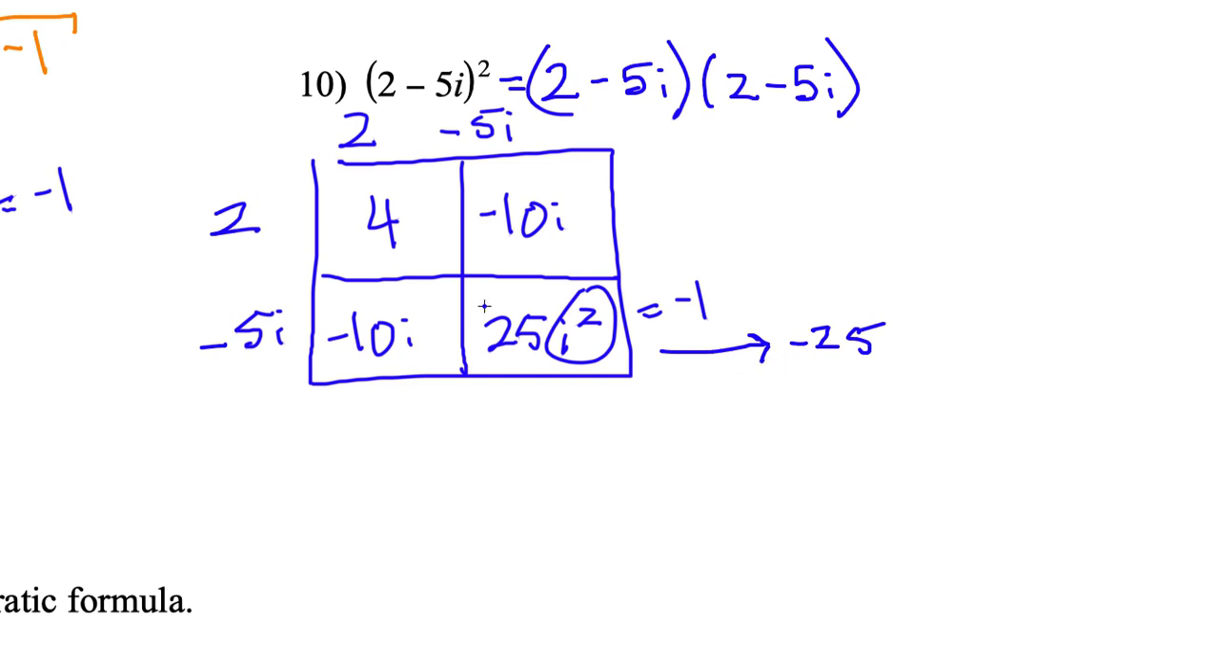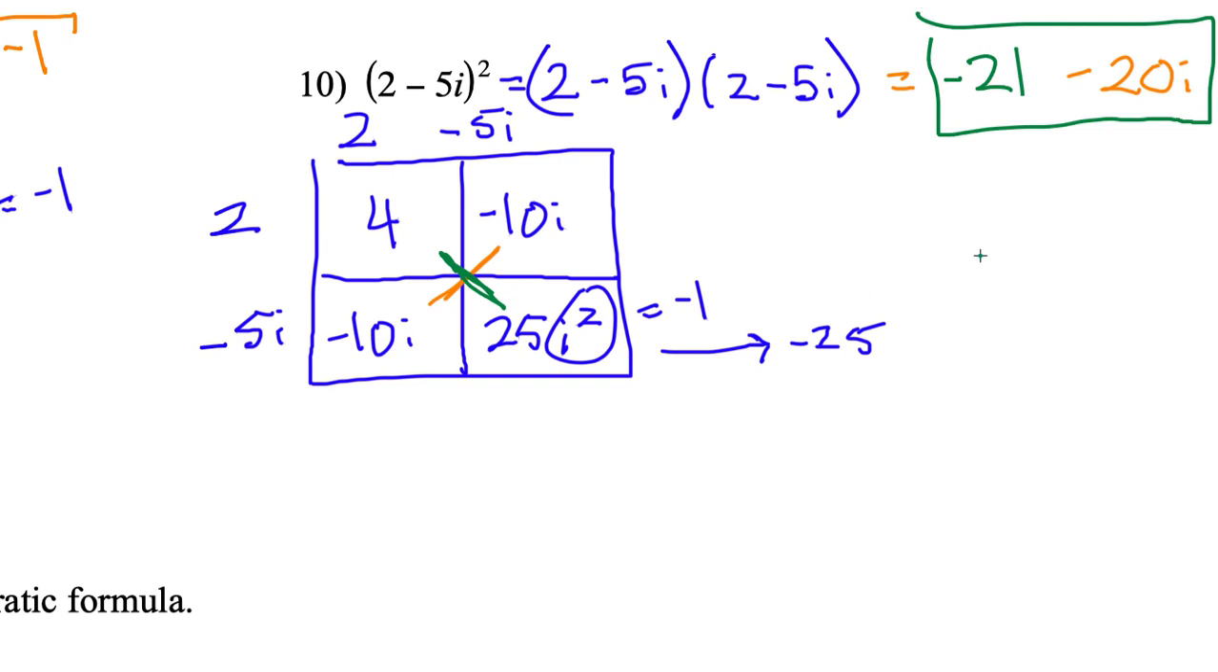And then I'm going to add. Almost always the top right and bottom left will be like terms. I have negative 20i in this case, so I can write out the answer: negative 20i. But I have this 4 and negative 25. That can also be combined. With complex numbers, these diagonals will also be added about 98% of the time. So 4 and negative 25 are like terms. That turns into negative 21. So the final answer is negative 21 minus 20i. I prefer you to put the real part first and the imaginary part second, but it doesn't matter. It's still correct either way.